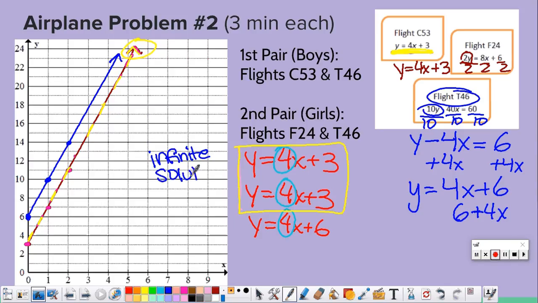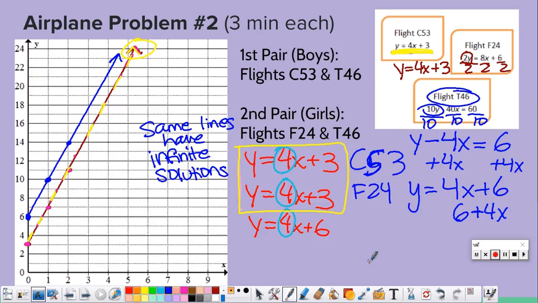Okay, so I want you to write with me that same lines have infinite solutions. Same lines have infinite solutions, and that is flight C53, and F24. Okay?